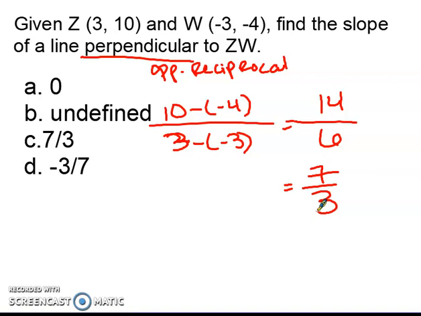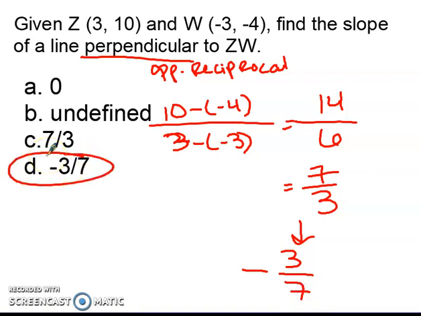But the question didn't ask for the slope. It asked for the opposite reciprocal. So the opposite of positive is negative, and if I flip my fraction, I get -3 over 7. If you had chosen 7/3, that's not only your slope, but it's also your parallel slope.